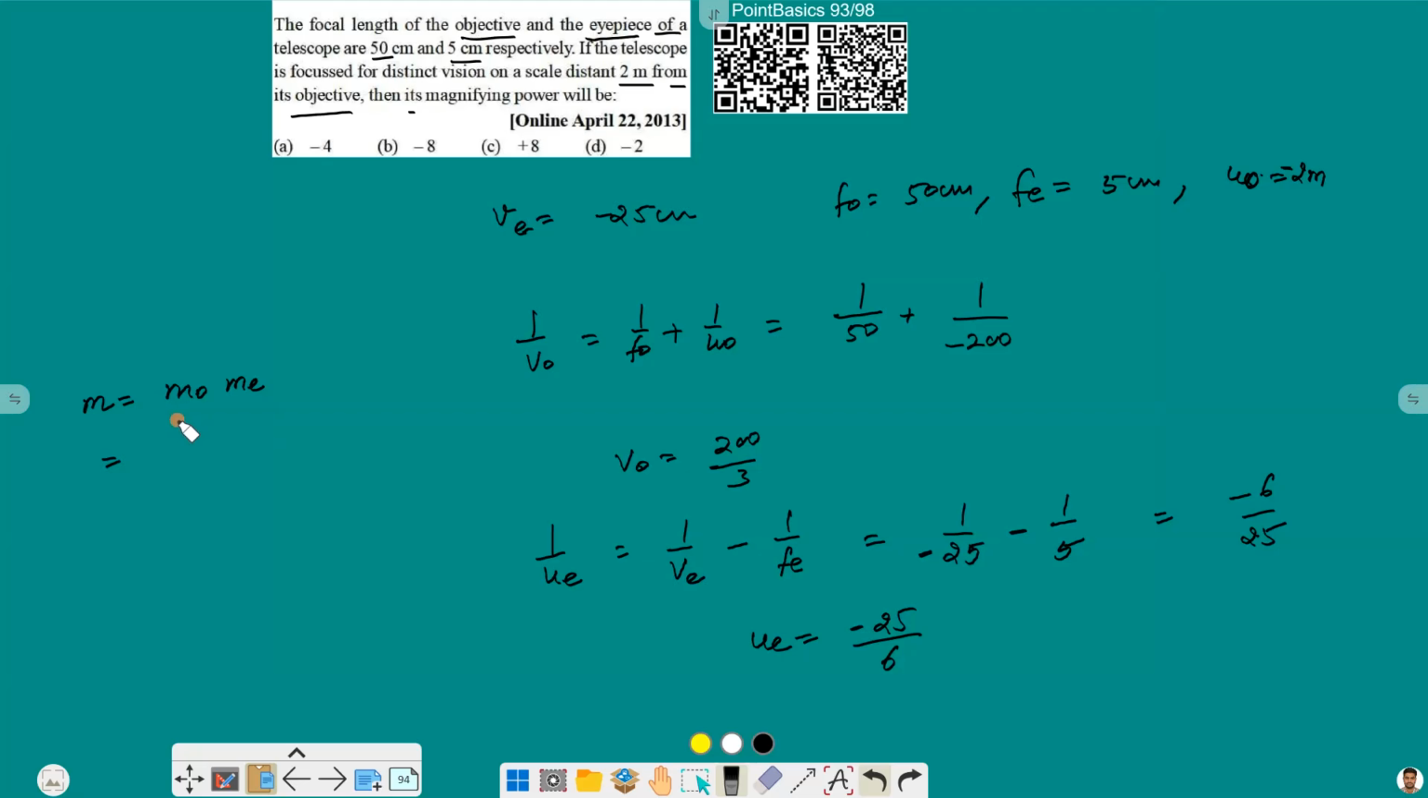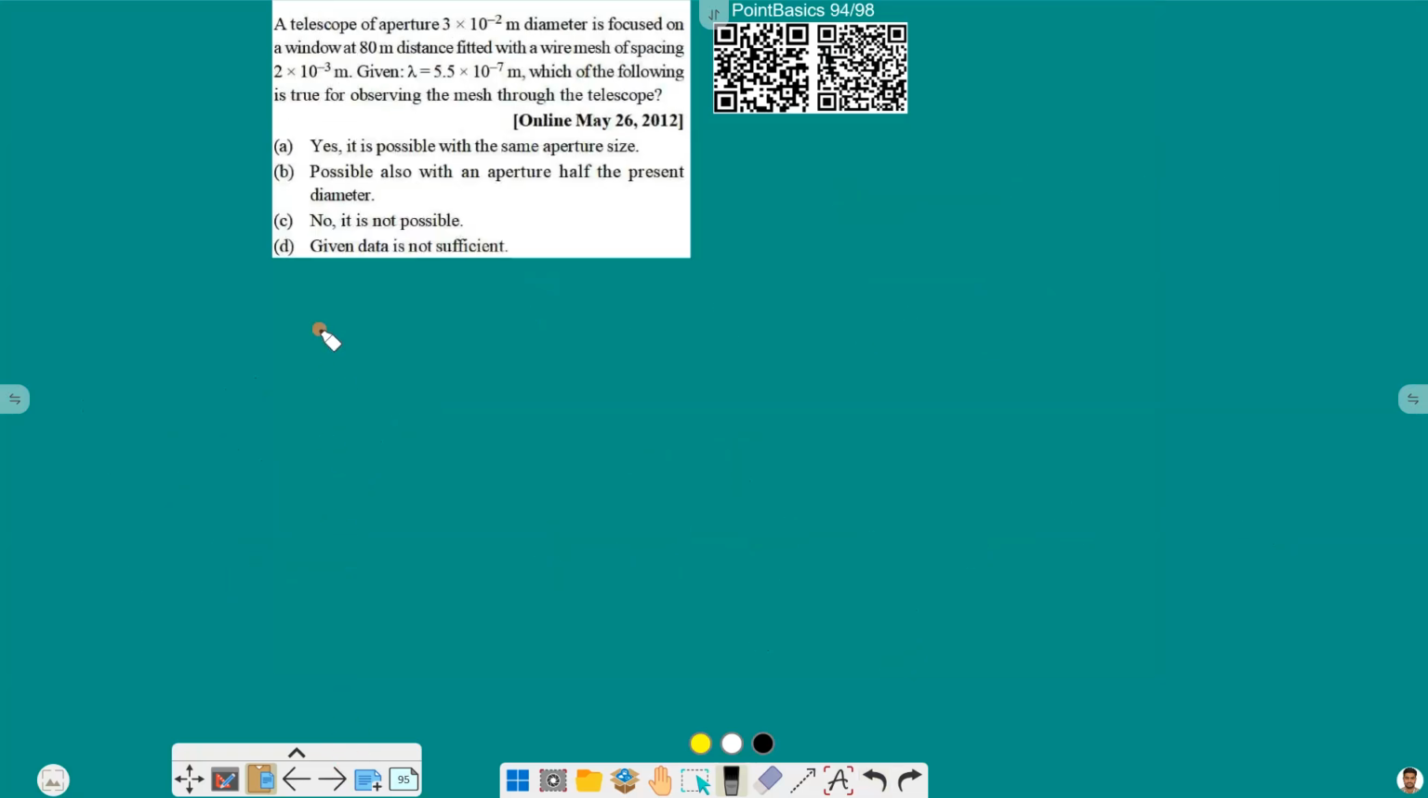So M of O will be equal to V of O, that is 200 by 3, by U of O, that is 200. Now into V of E, that is 25, we are taking magnitude only, and divided by 25 by 6. So this 25 gets cancelled, 200 gets cancelled, and we will get 6 by 3, that is basically 2. And it matches with option D here. So option D will be the right one here. Moving to the next one.